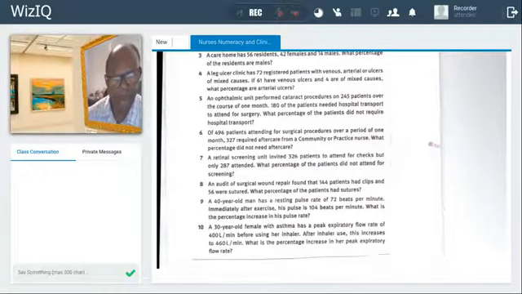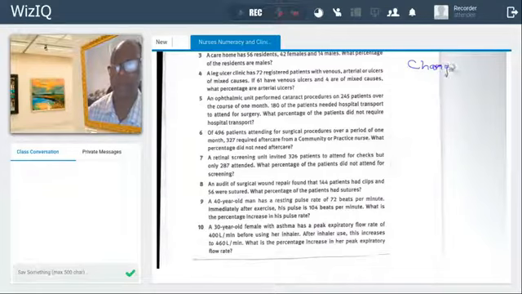Question 10 says a 30-year-old female with asthma has a peak expiratory flow rate of 400 liters per minute before using her inhaler. After inhaler use, this increased to 460 liters per minute. What's the percentage increase in her peak expiratory flow? So again, it's going to be change divided by initial, multiply by 100.